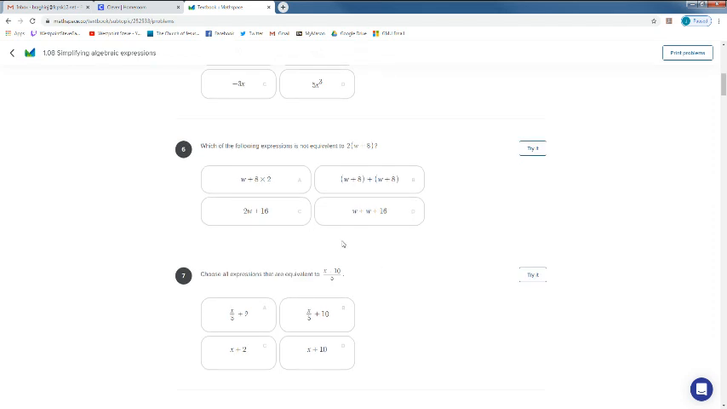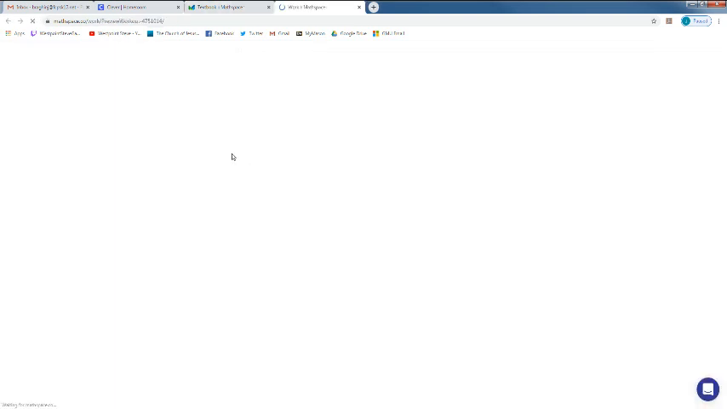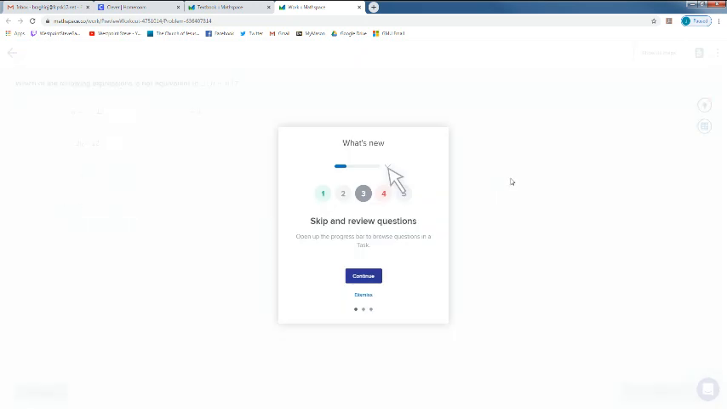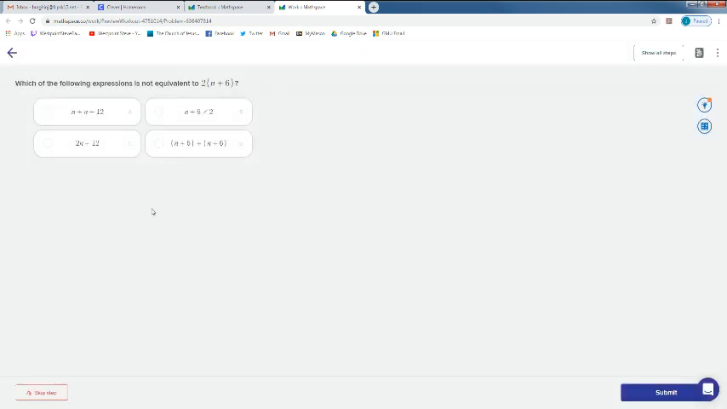So you can try these out and learn how the questions work before you actually do some practice, which is nice. So for example, this one, number 6, says, okay, which of the following expressions is not equivalent to 2 parentheses n plus 6? So if we wanted to try that, we can take a look at that and do a practice. Okay, if we multiply it out, we obviously get this 2n plus 12.